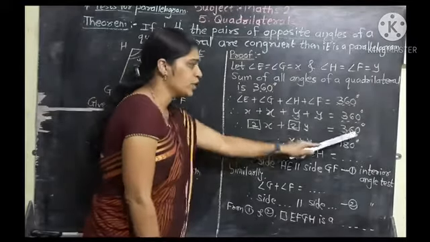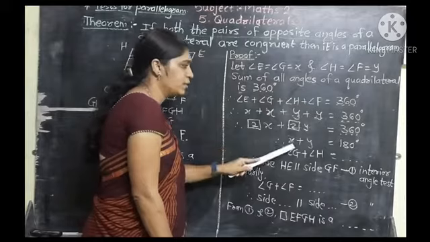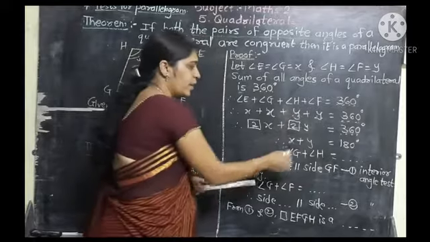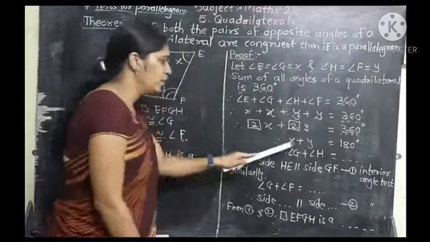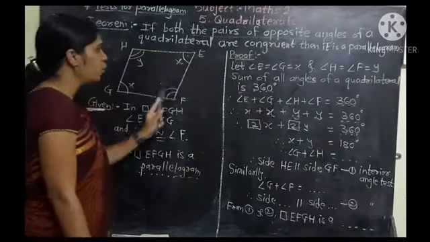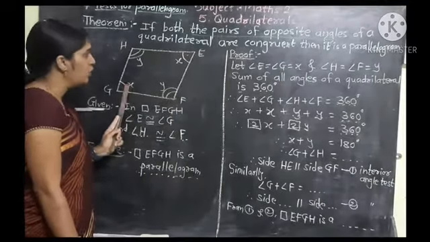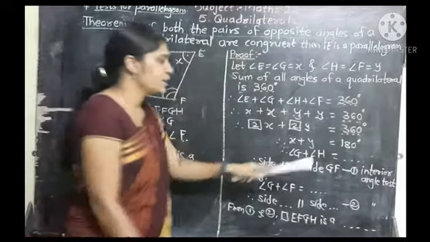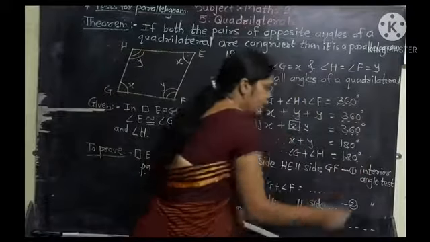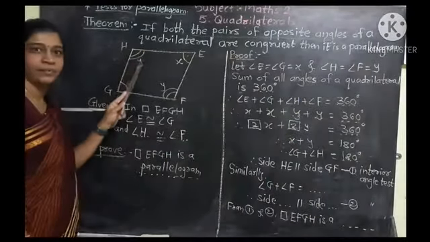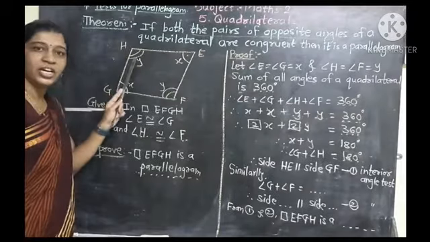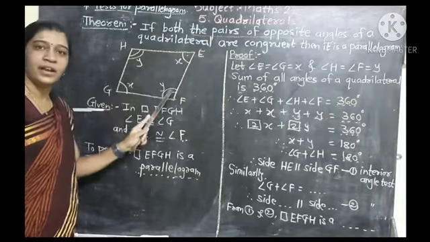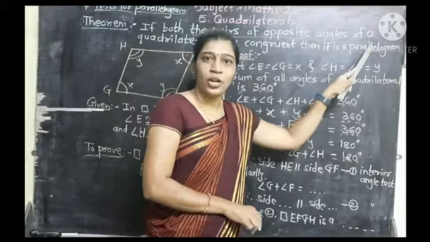Here dividing both sides by 2, what we get? 2x plus 2y divided by 2, and 360 divided by 2 is 180. x plus y is equal to 180. What is x? Angle G or E. I write here angle G. And what is y? y is H or F. I write here H. Angle G plus angle H is equal to 180 degrees. Why? Understand? Because these are the interior angles. So if the interior angle sum is 180, then the lines are parallel. We have to prove it is a parallelogram.